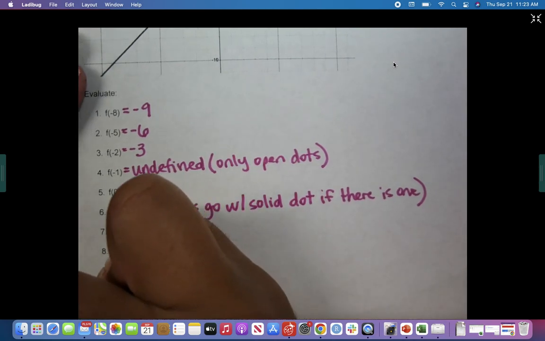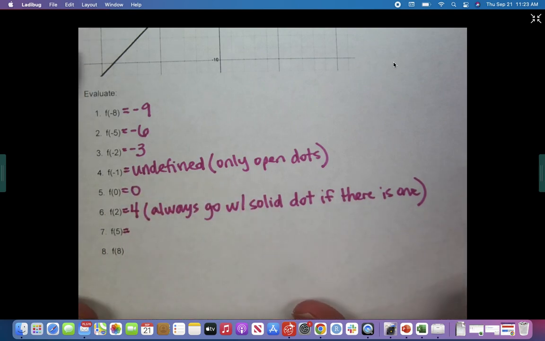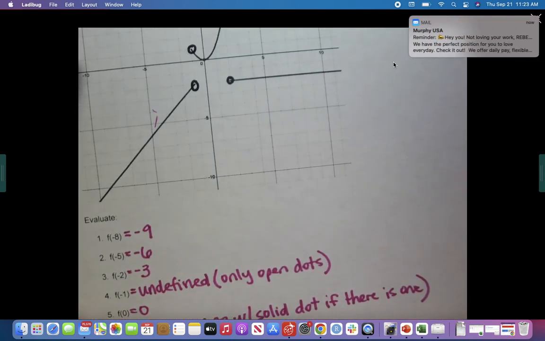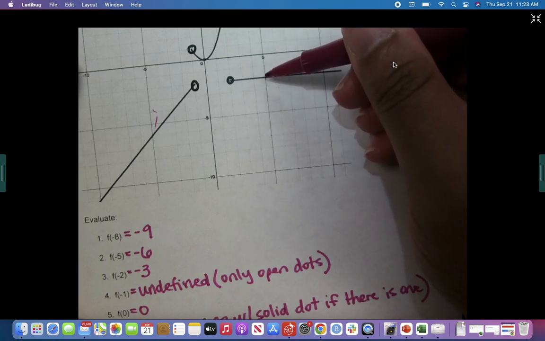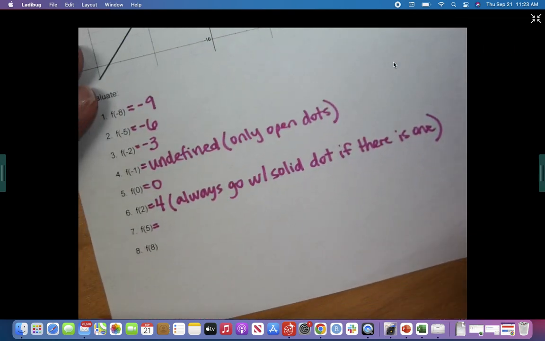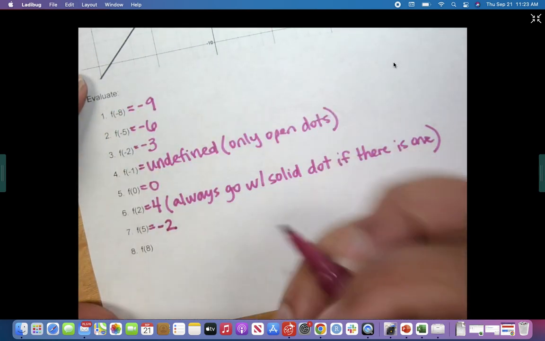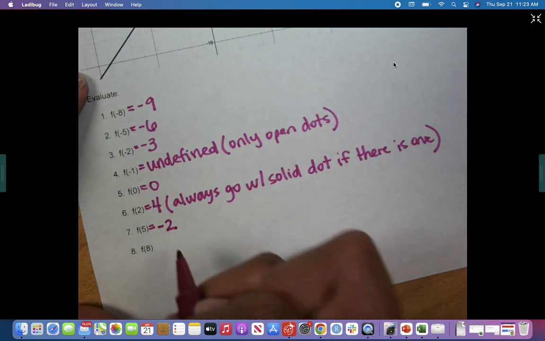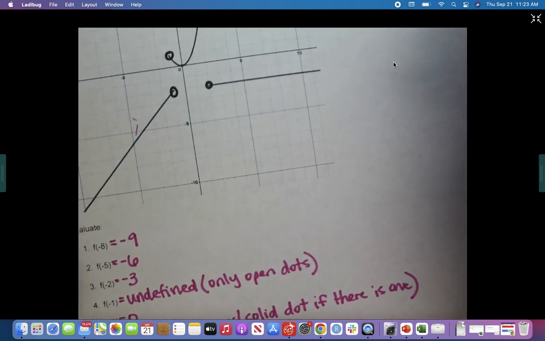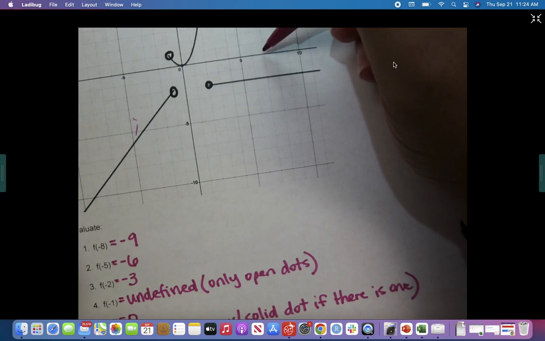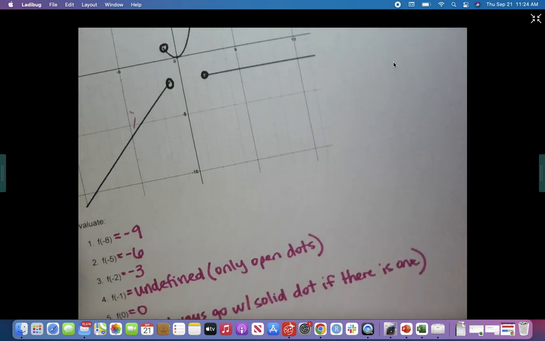All right, f of 5. So x is 5. The y value that goes with that would be -2. And then f of 8. So the x value is 8. So 5, 6, 7, 8. The y value that goes with that is also -2.